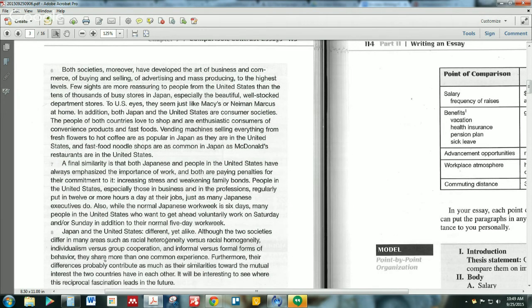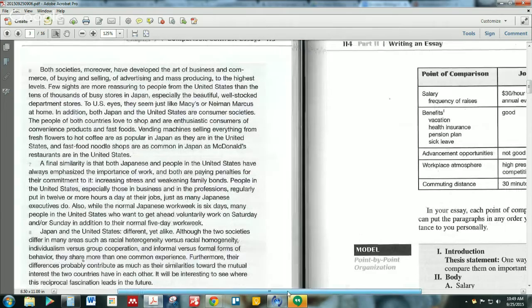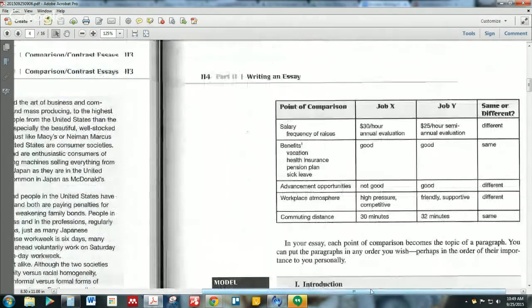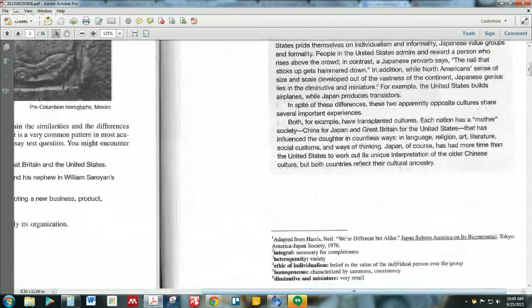The next question is, what's the function of paragraph 4? Here's paragraph 4 again. So what is the function of this paragraph?